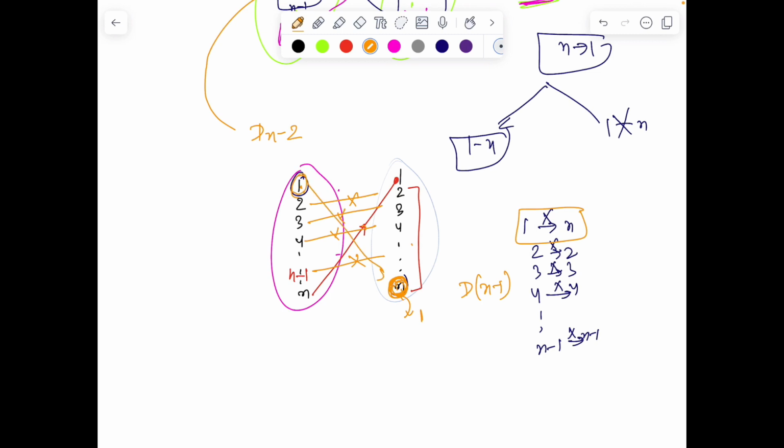That is the derangement of n objects. But here we want 1 should not go to n. So for the correct position of 1, we have n, okay? And we don't want it to be mapped here. So it's fundamentally D of n minus 1.